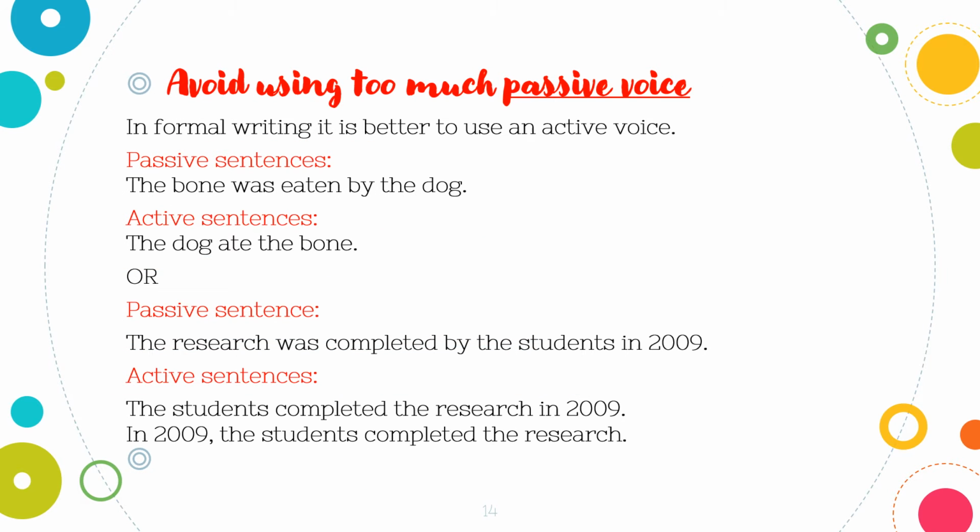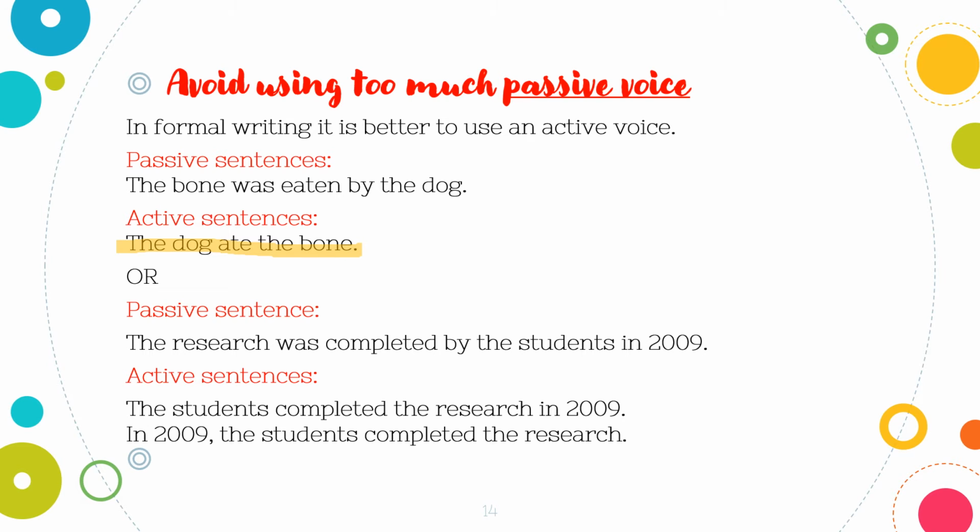Avoid using too much passive voice. In formal writing, it is better to use an active voice because you are trying to communicate with the readers. Okay? An example of a passive sentence is the bone was eaten by the dog. So instead of using this, you should use this sentence. The dog ate the bone.